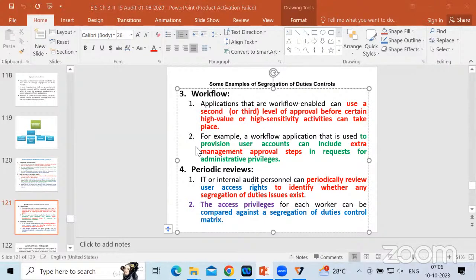So for example, a workflow application that is used to provision user accounts. Provision user accounts means creating user accounts. It can include extra management approval steps in requests for administrative privileges, read, write, execute permissions.